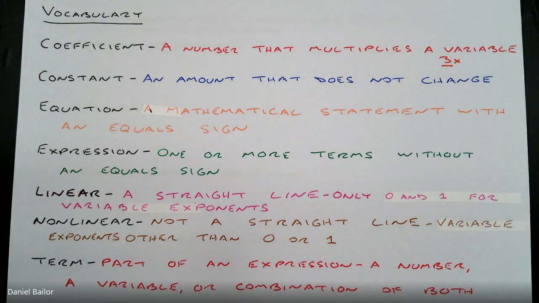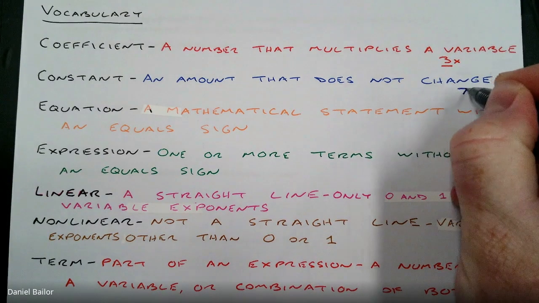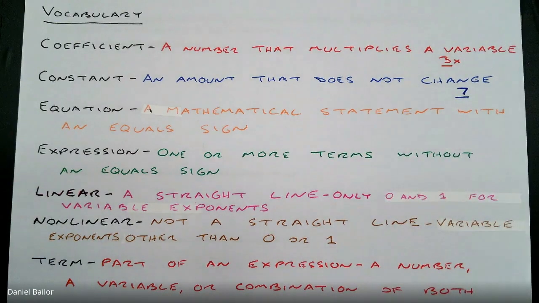For the next vocabulary word, constant. A constant is an amount that does not change. Now remember, a variable can change. A variable is unknown and it can change. But a constant does not change. An example of a constant is like 7. 7 is a constant. 7 will always be 7. 7 does not change. It is 7. It is not 6. It is not 8. It is 7. It is constant. It does not change.